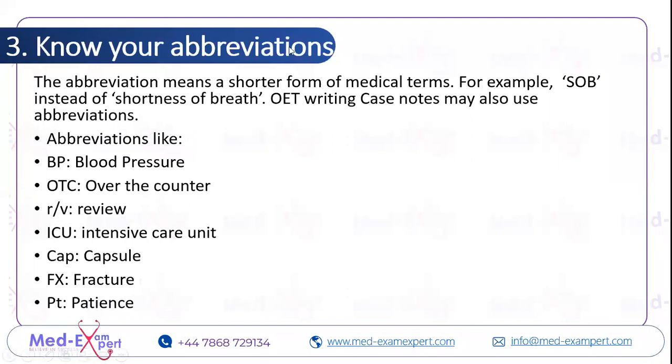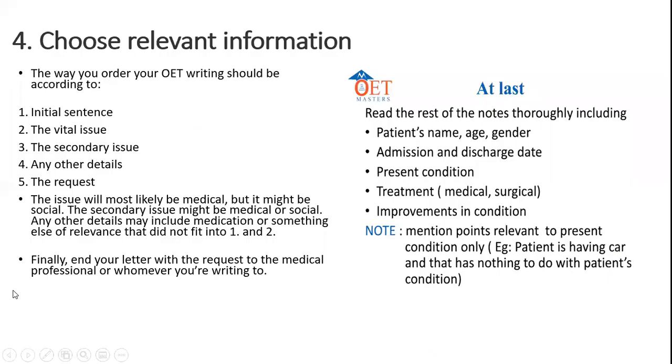For example, in the case notes it can be mentioned SOB, so that is shortness of breath. BP, so blood pressure, over the counter, review, intensive care unit, capsule, fracture, and patient. This is patient, sorry, not patients. So these are the most common ones which are used in your case notes.